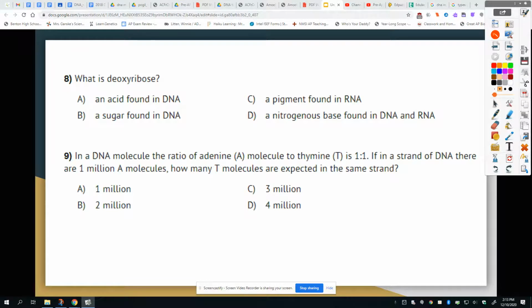Number 8 says, what is deoxyribose? Well, OSE tells us that it is a sugar, so B is the correct answer. Deoxy tells us that it's in DNA. If it was just ribose, it would be the sugar in RNA.